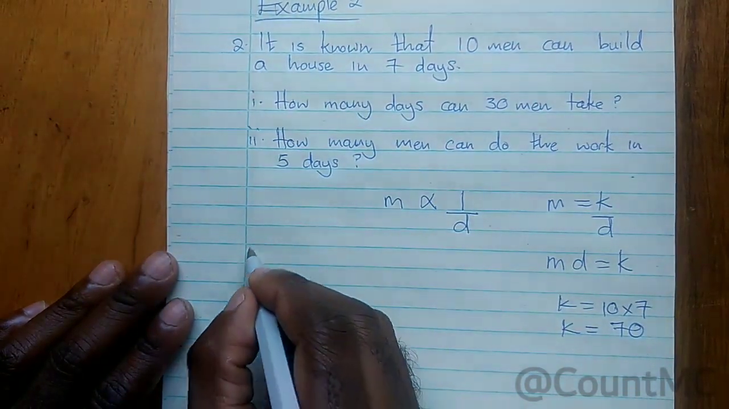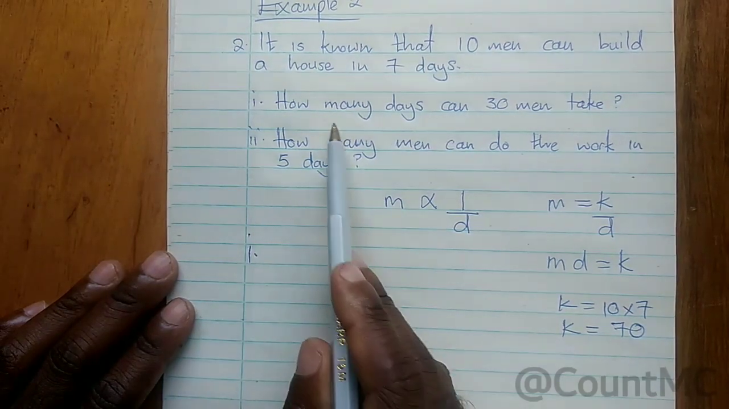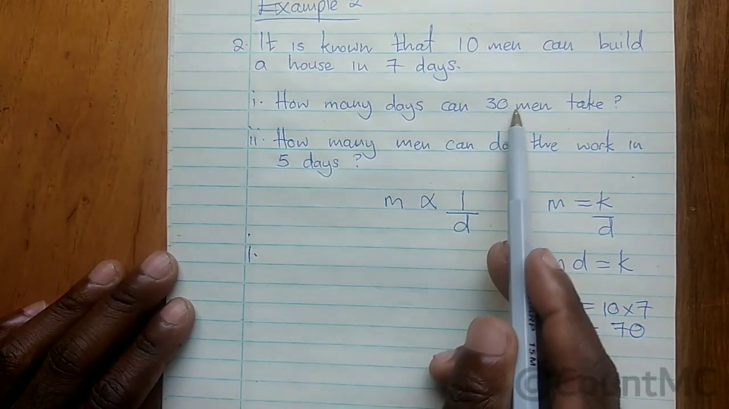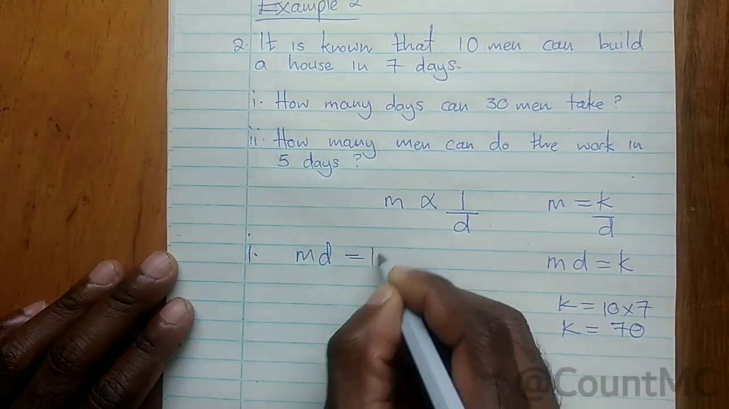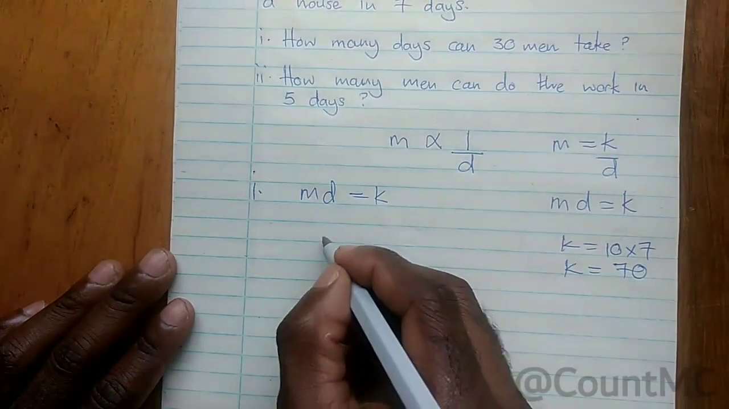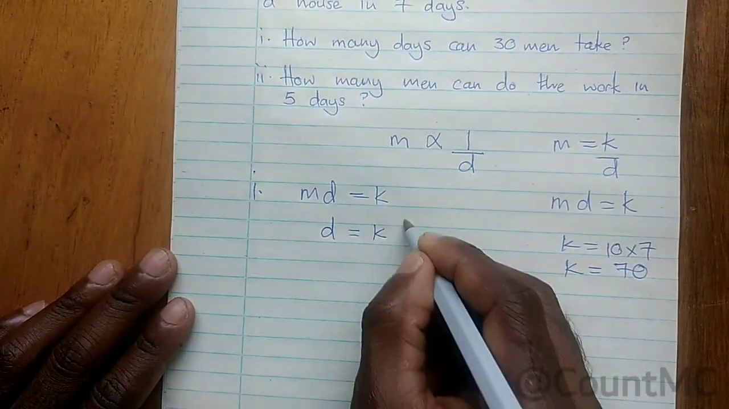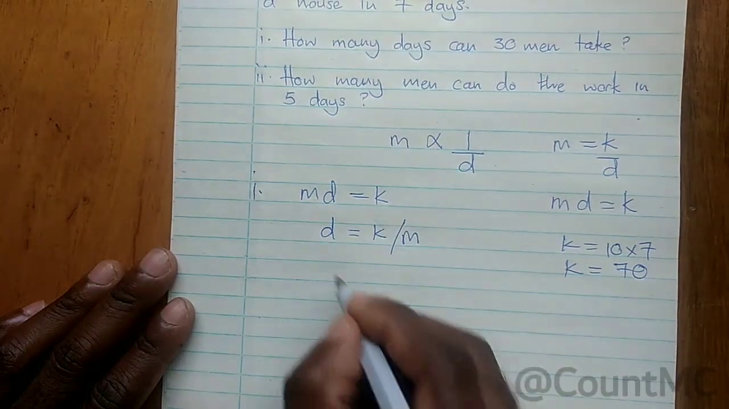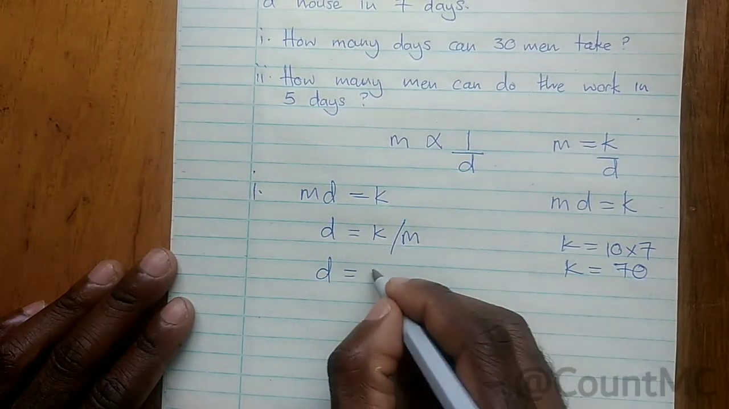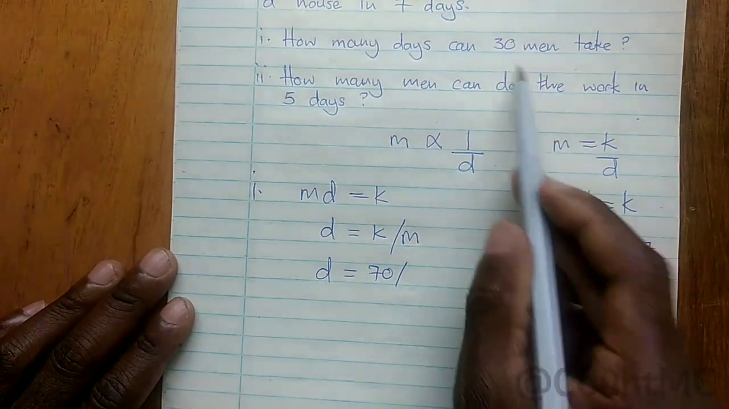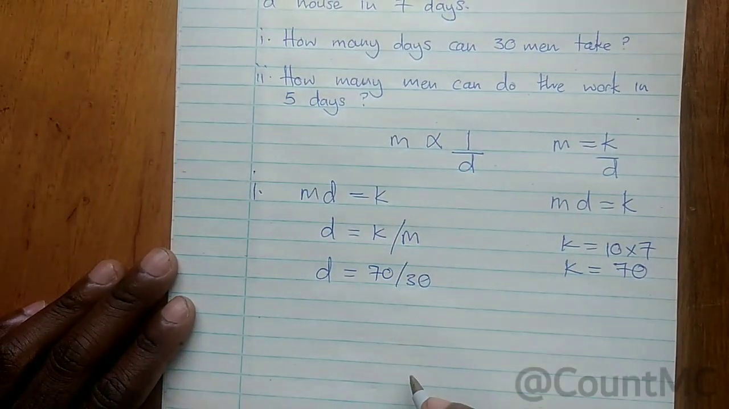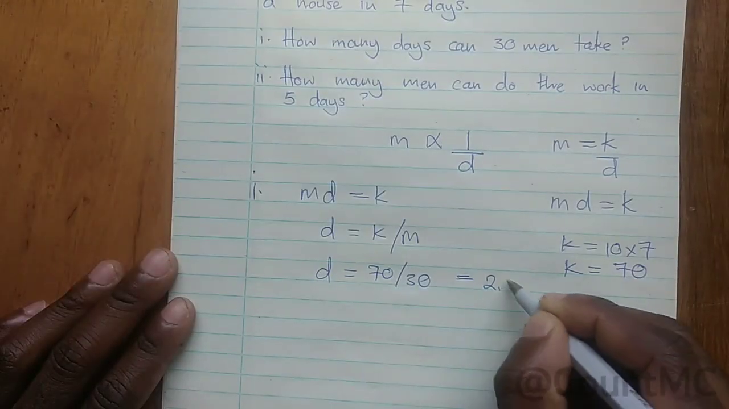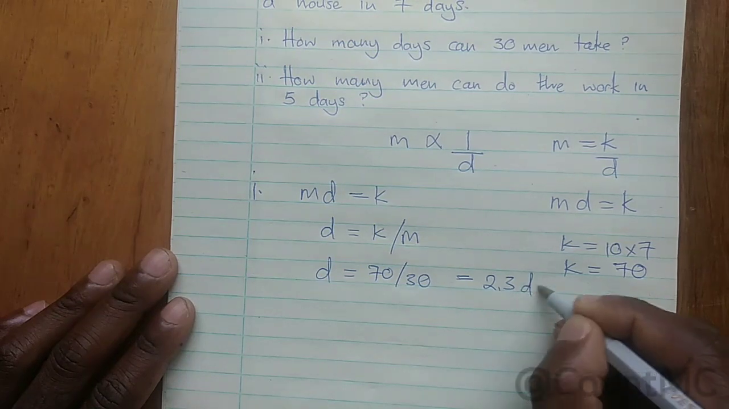So let us calculate number 1. How many days can 30 men take? Our formula M times D is equal to K, so we want D as subject of formula. D is equal to K over M. So D is equal to K, which is 70, divided by M, 30 men. So 70 divided by 30, this is 2.3, and since D is days, 2.3 days.